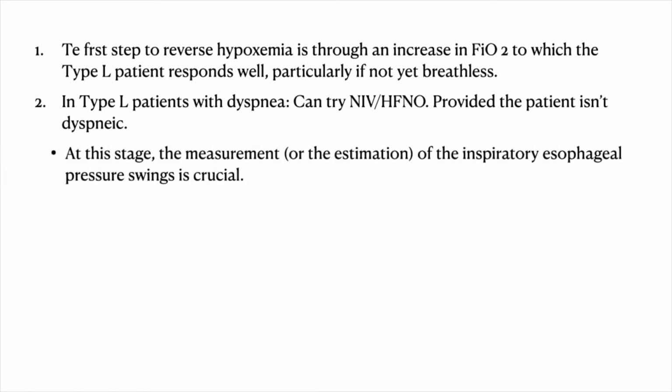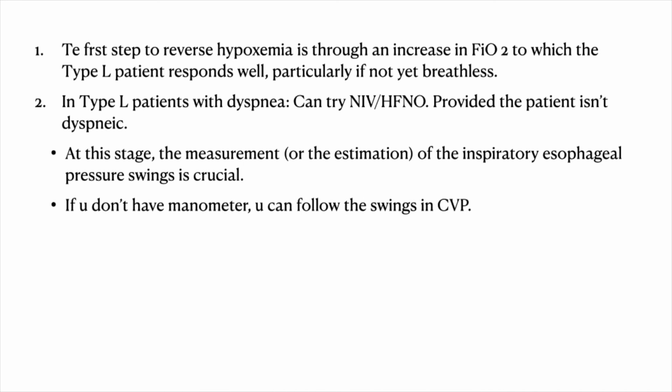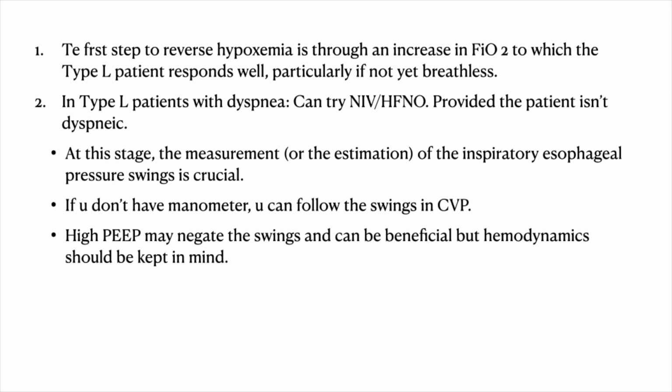At this stage, the measurement of the inspiratory esophageal pressure swings is very crucial, which is done primarily by an esophageal manometer. But say if you don't have an esophageal manometer, try to follow the swings in the central venous pressure catheter. High PEEPs may negate the swings that you will find in the CVP and can be beneficial, but mind you, these high positive end-expiratory pressures, especially in patients with very normal lung compliance, can affect your hemodynamics. So keep that in mind.